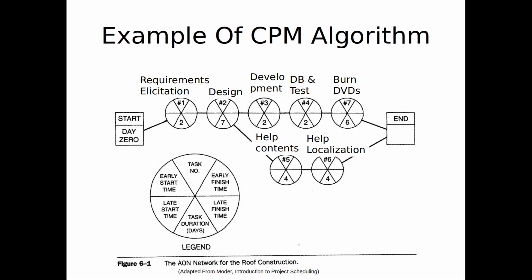What's the latest that we could finish number 6 without delaying the project? 19. What's the latest we could start it without delaying the project? 15. How about for this guy here, number 5? 15 and 11. Okay, so ladies and gentlemen, this lower path, we have some give. We have some slack. We actually could delay, without delaying the whole project, number 5 by how many days? 2 days. We could do it by 2 days.